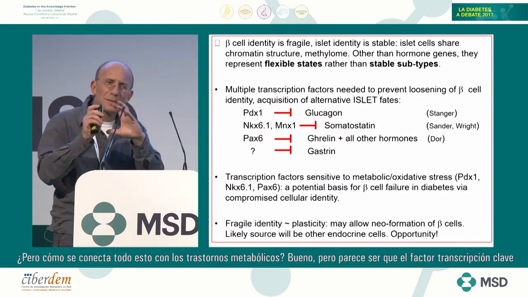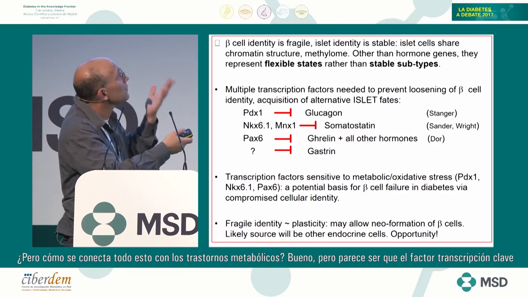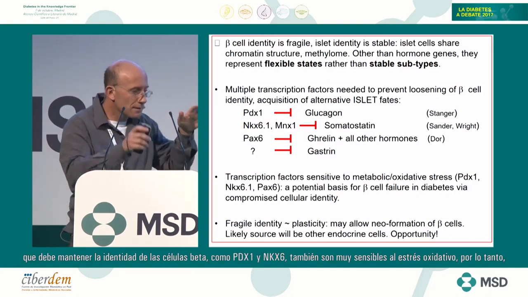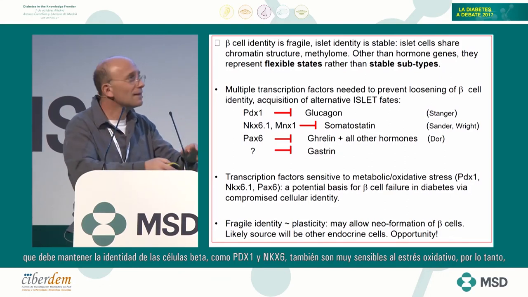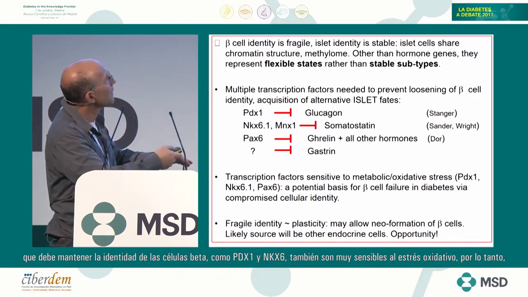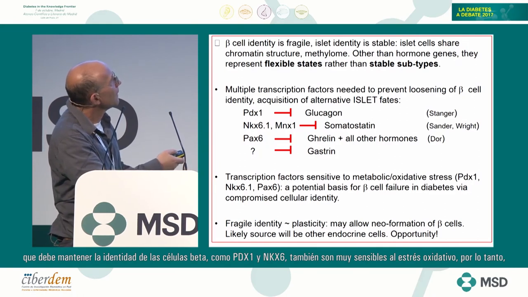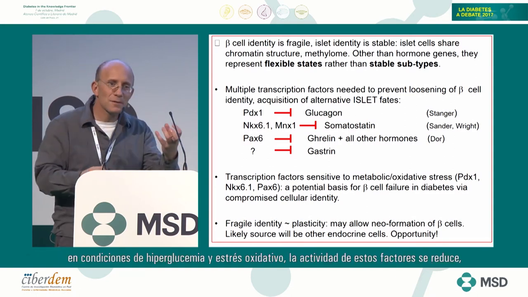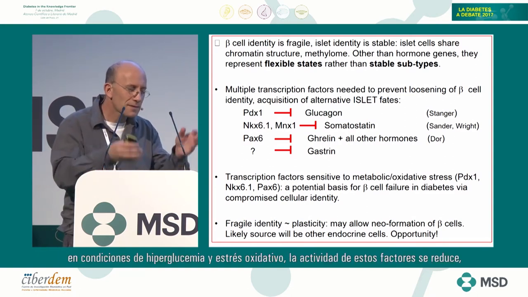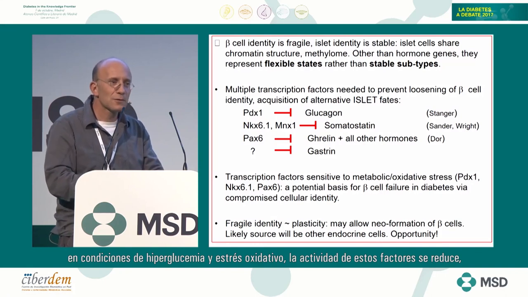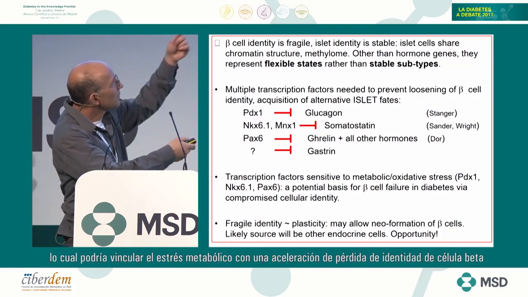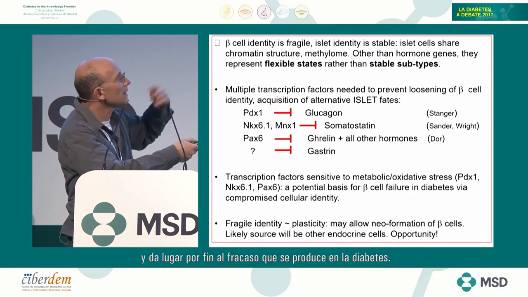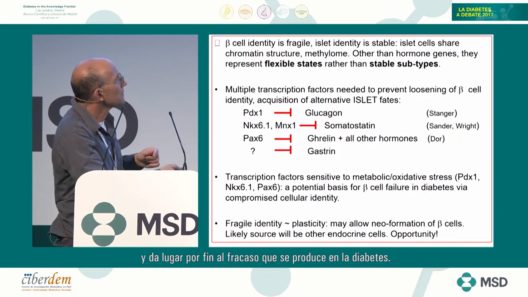How does this connect to the metabolic derangements in diabetes? Well, it turns out, bad luck, that the key transcription factors that are supposed to maintain beta cell identity, like PDX1, NKX6.1, are also highly sensitive to oxidative stress. So in conditions of hyperglycemia and oxidative stress, the activity of these factors is reduced, which may link metabolic stress to acceleration of loss of beta cell identity and a vicious cycle leading to beta cell failure in diabetes.